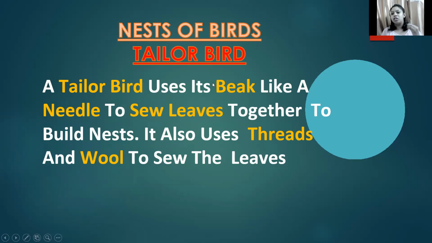Now there are a few kinds of birds who make their nest in a very nice way to protect themselves from bad weather and also to keep themselves safe. The tailor bird uses its beak like a needle to sew leaves together to build nests. The beak of the tailor bird stitches leaves together to build its nest. It also uses threads and wool to sew the leaves.